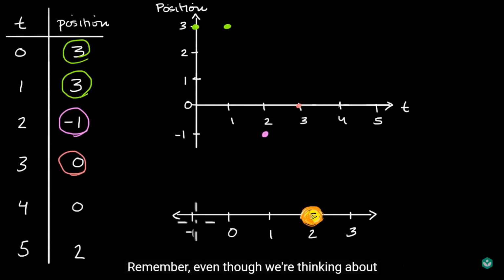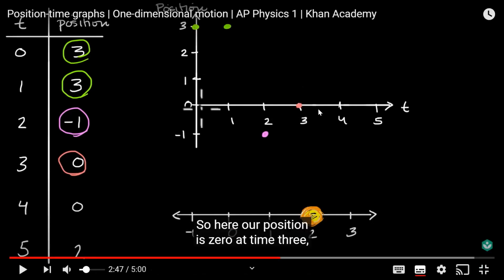Remember, even though we're thinking about left-right here, position is up-down on the graph. Here we are using the axes. We're just going to 3 and 0, so it's all on the axis: 3 on the x-axis and 0 on the y. So it's just going to be exactly on the x-axis. But for time 2, it's 2 and -1, so I have to go one step down.